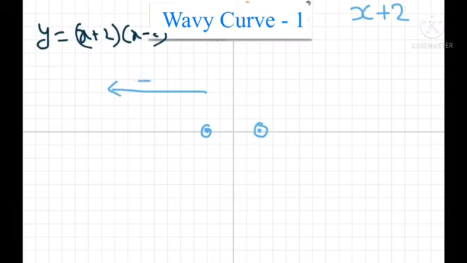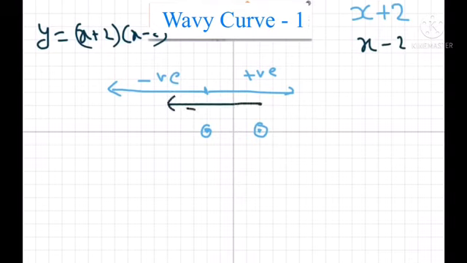It is negative here, a bit less than -2, and is positive in this range. While if you consider the next one, which is x minus 2, then x minus 2 is negative in this range and is positive in this range. So now combine these two, x plus 2 and x minus 2.